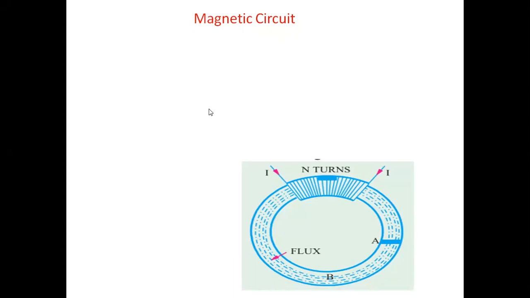Similarly, in the magnetic circuit we have here a solenoid or a ring type of structure. On this ring type structure there will be a coil. The wire can be wound at any place. So we will wind the wire.